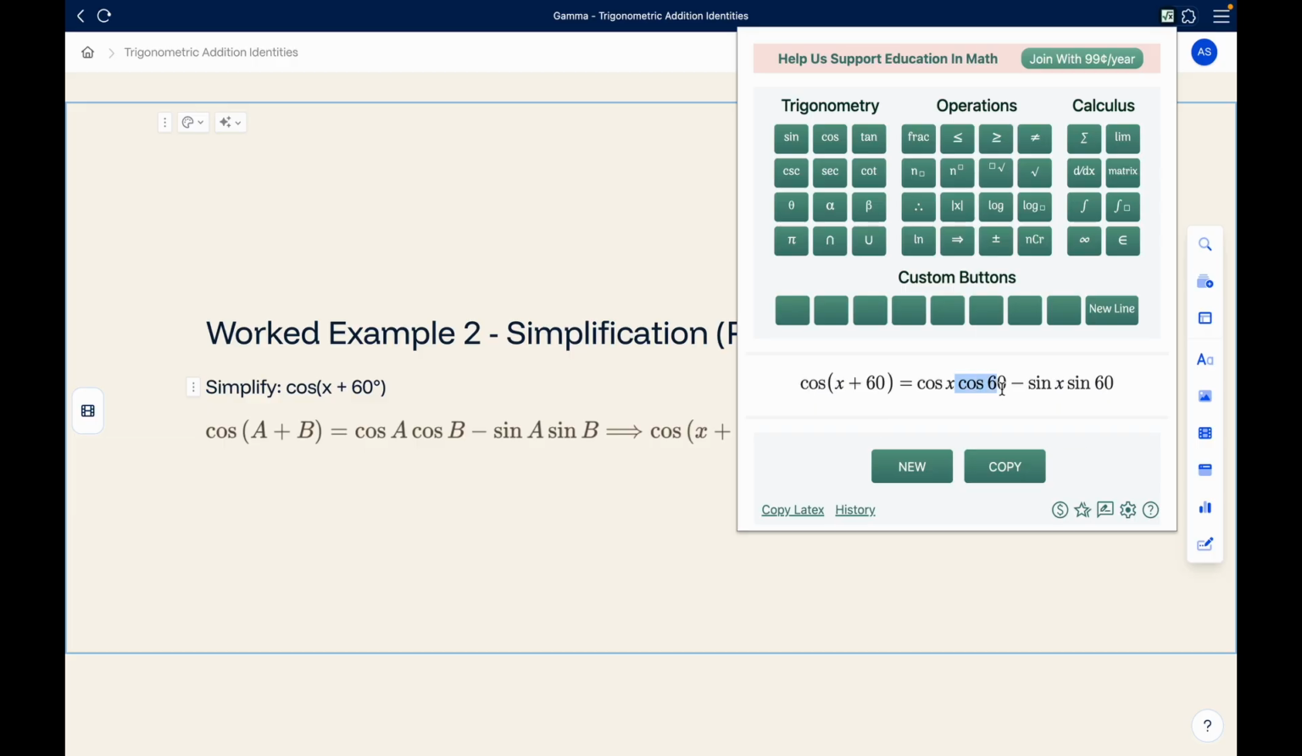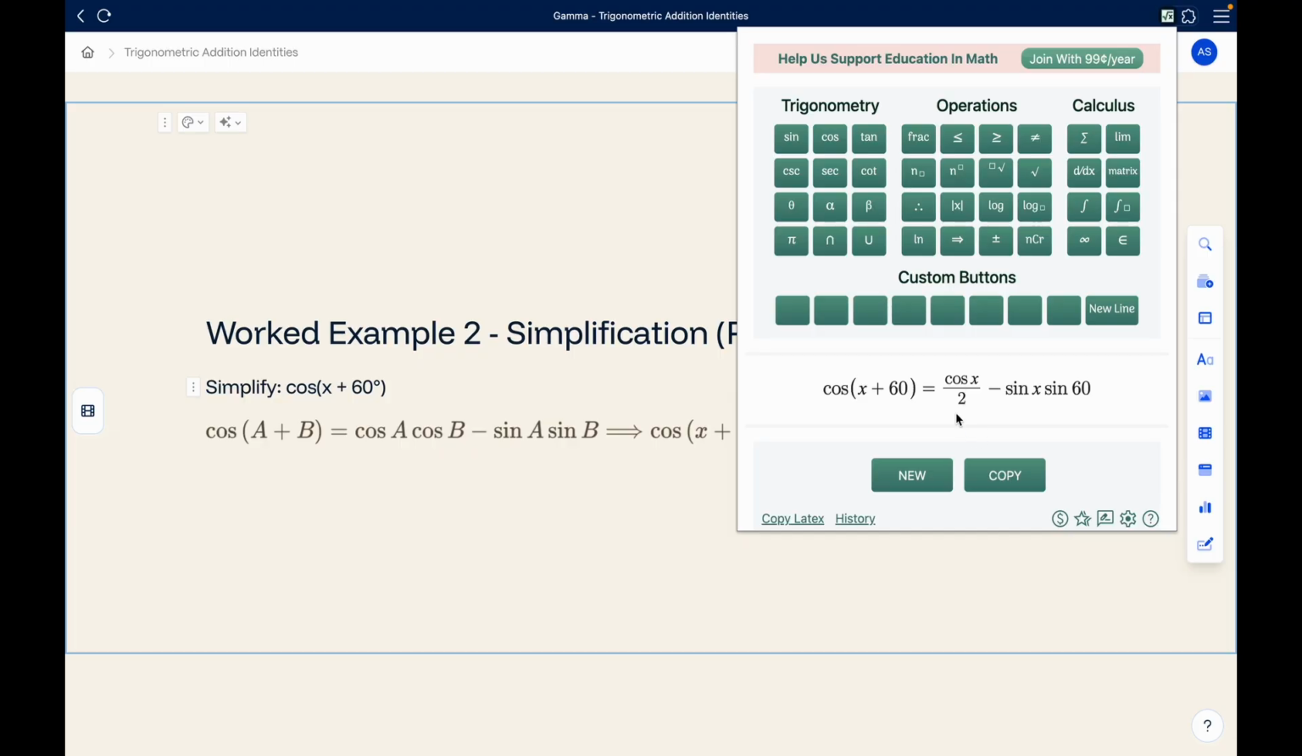So, cosine of 60 degrees is equal to 1 divided by 2. So, we have cosine x over 2 minus, then sine x. Now, sine of 60 degrees is the square root of 3 divided by 2. So, what's going to happen here is you're going to notice that both of these are divided by 2.